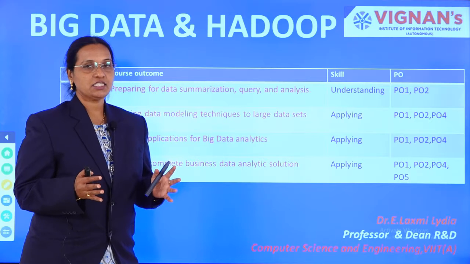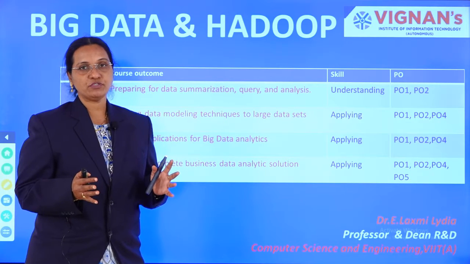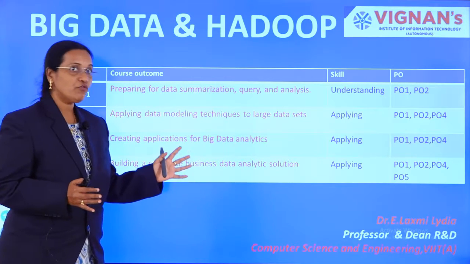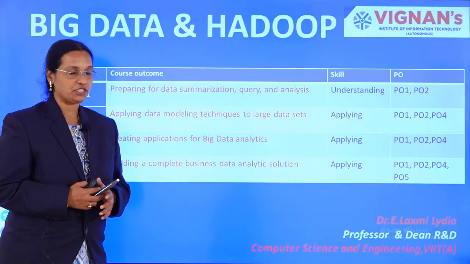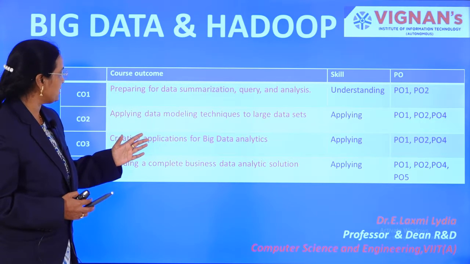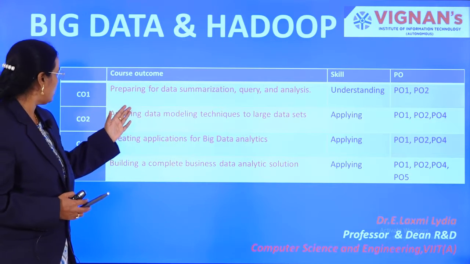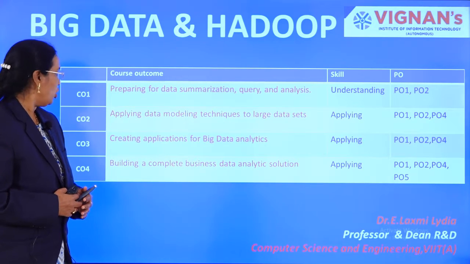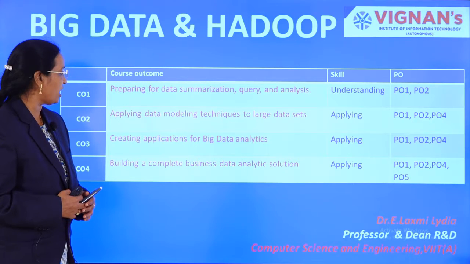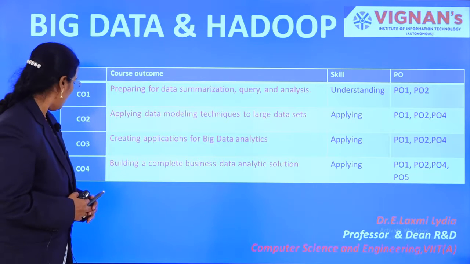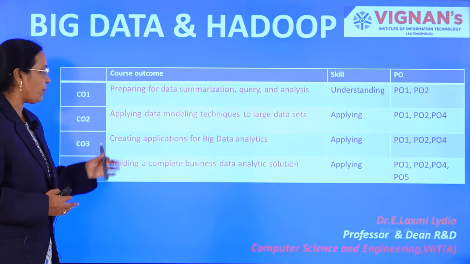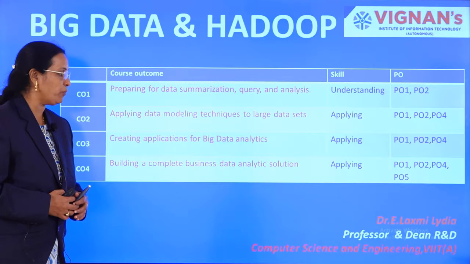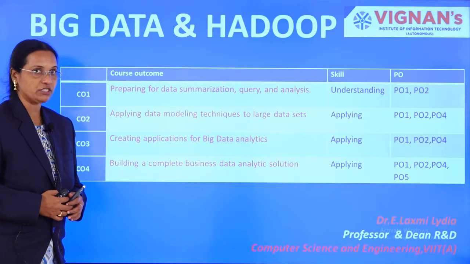In this class we will be learning about MapReduce, which is our Unit 2. These are our course outcomes, which we have already discussed in our previous sessions. The Big Data Analytics class has 4 COs. CO1 is about preparing for data summarization, query and analysis. Course outcome 2 is about applying data modeling techniques to large data sets, course outcome 3 is about creating applications on big data analytics, and course outcome 4 is about building complete business data analytic solutions.